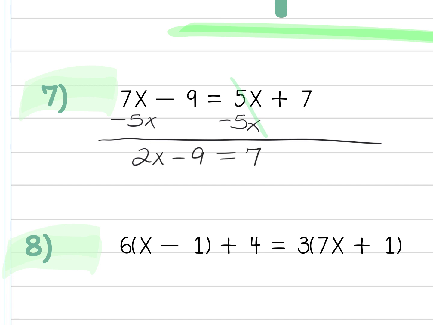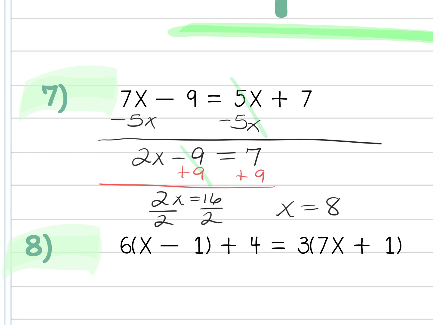And now I need to move the 9. And I'm going to cancel it from the left by adding it to both sides. It gets rid of it from there. And now I'm left with 2x equals 16. And now my final step, use the division property of equality, and x equals 8.